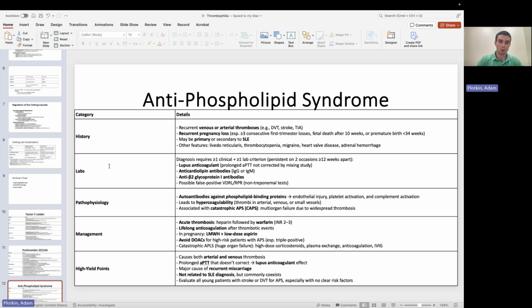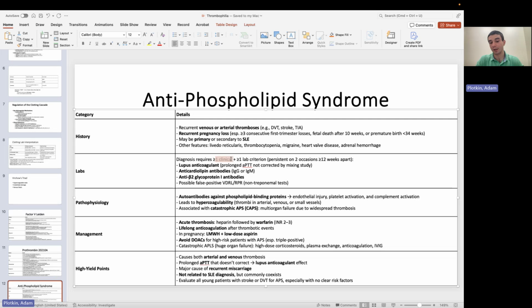So to diagnose it, we need one or more clinical and one or more lab criteria persistent on 2 occasions 12 weeks apart. So the patient comes to your clinic, you find 1 clinical and 1 lab criterion, they go home, they come back to you in 12 weeks, you find 2 lab criteria, 2 clinical criteria, boom, we've got our diagnosis, okay?